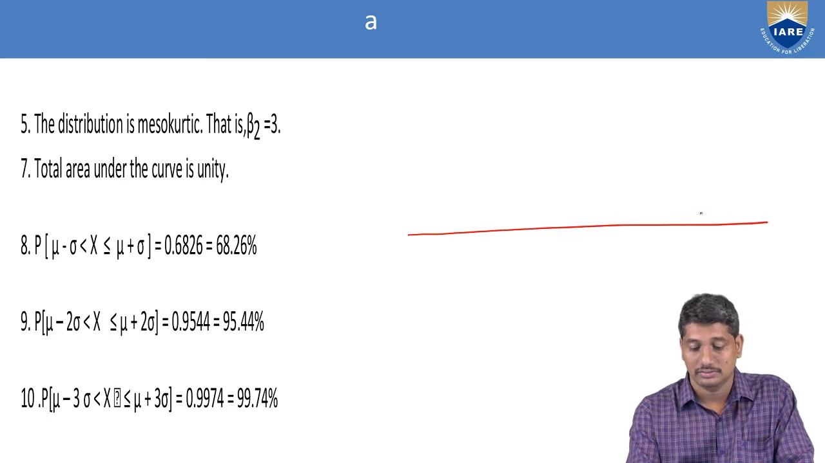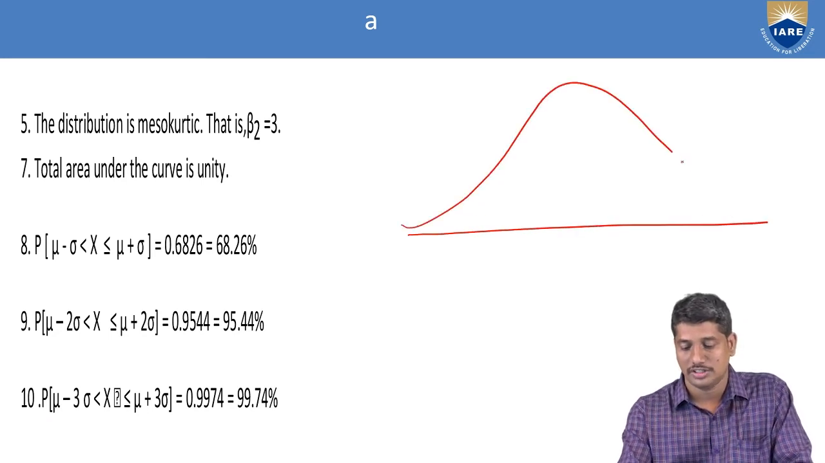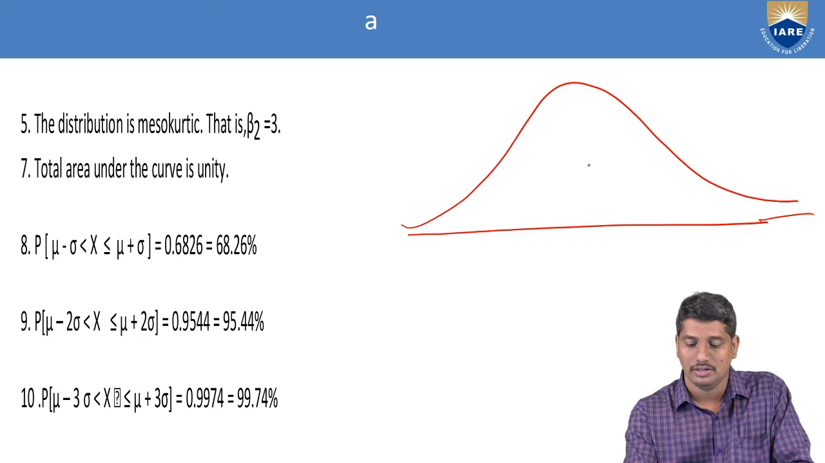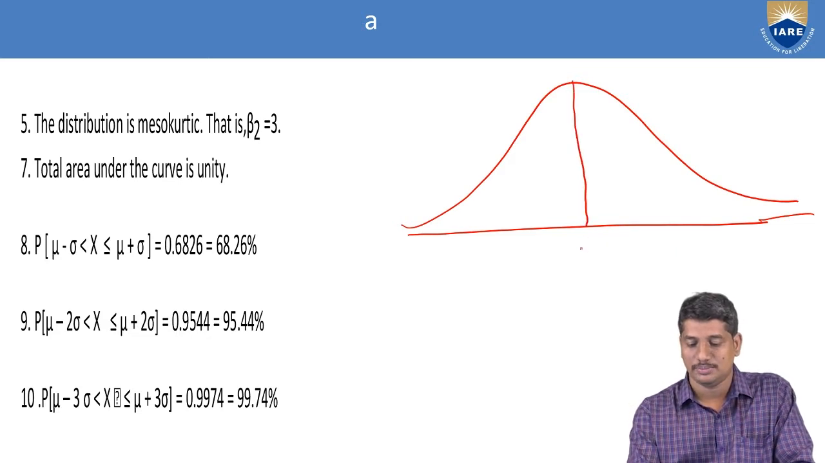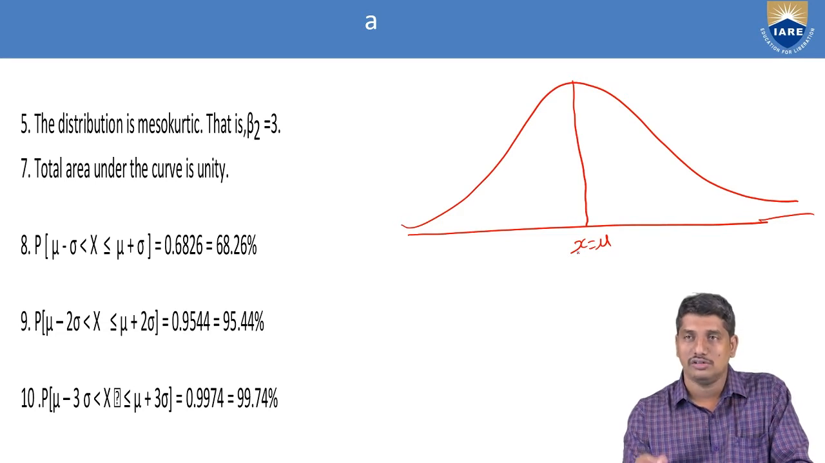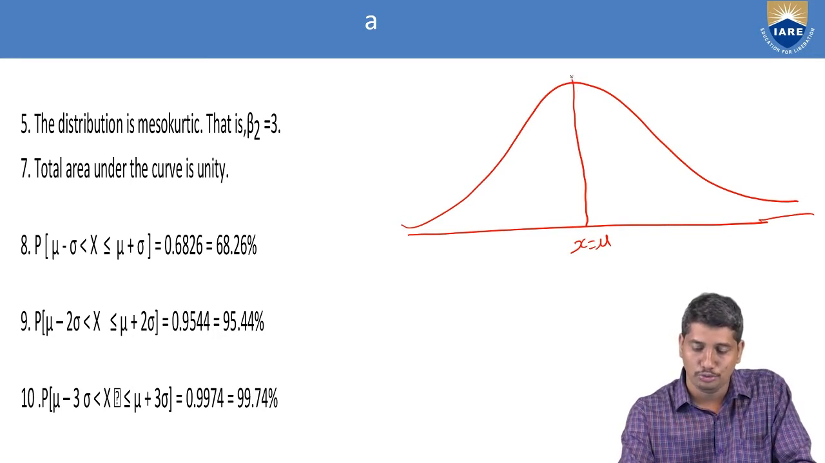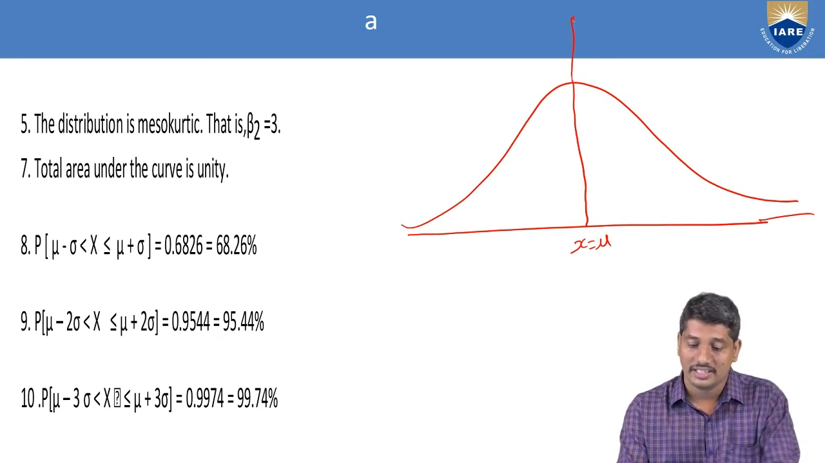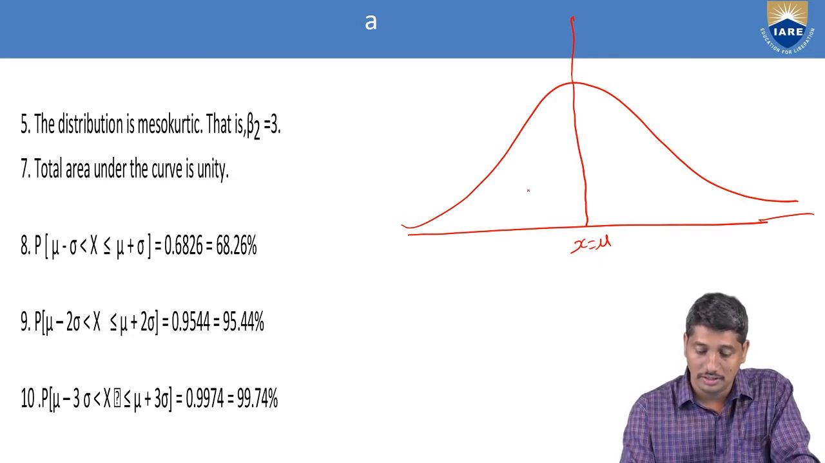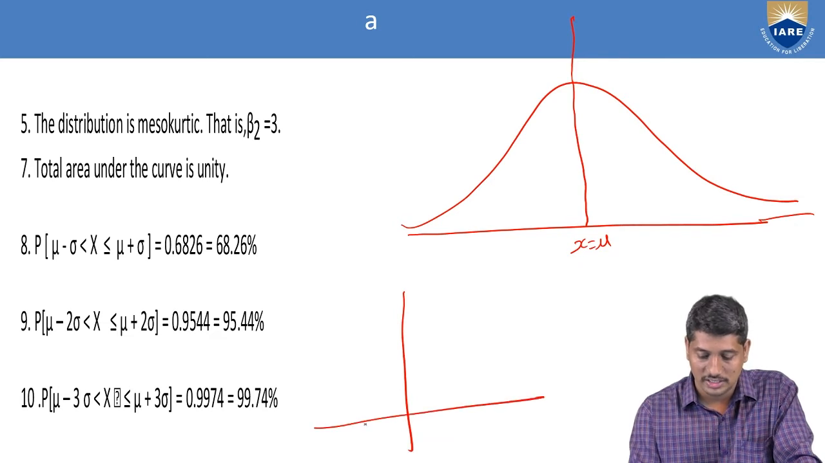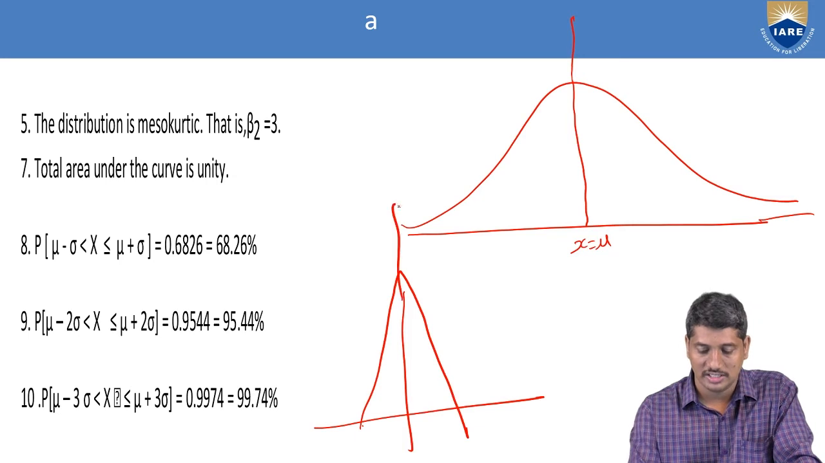Let us see. The normal distribution curve is like a bell shape. It is equally stretched, perfectly symmetric about the line x is equal to mu, and mean, median, mode are all equal. This is mesokurtic. That means it is not too high and not too narrow at the terminals. The curve is not like this.